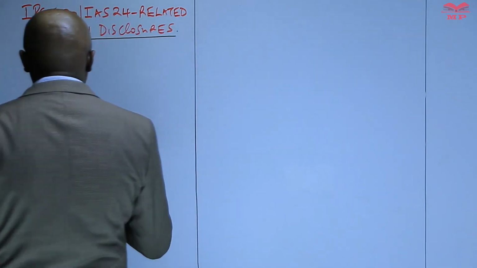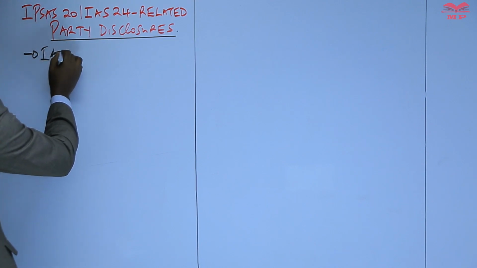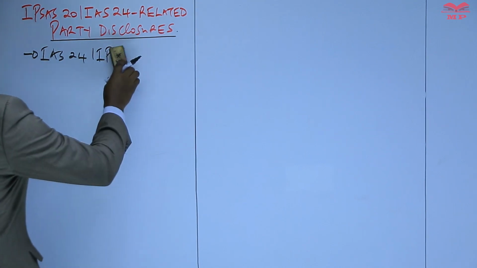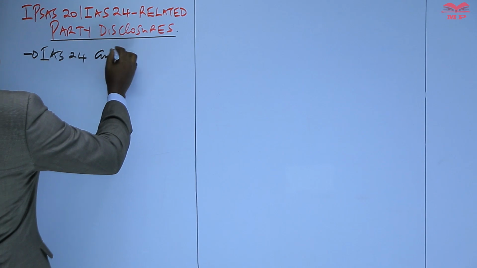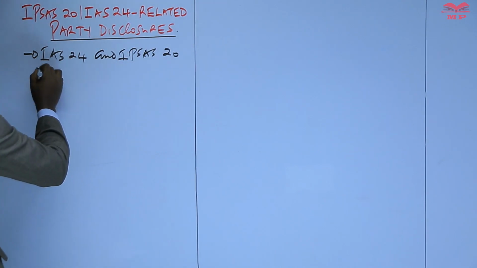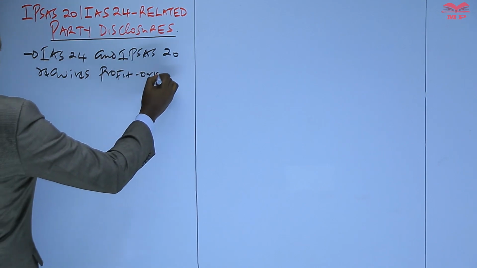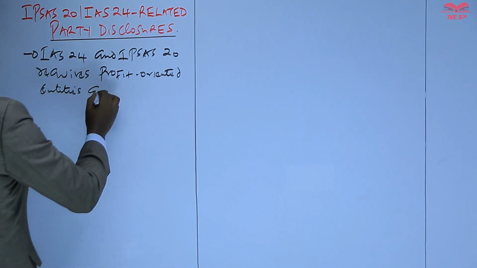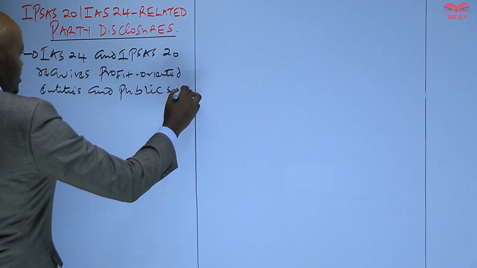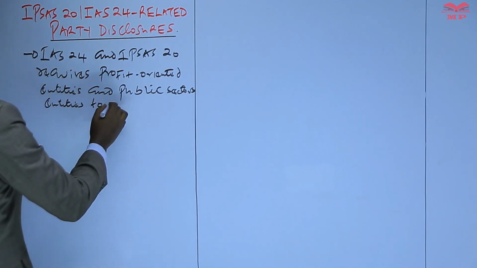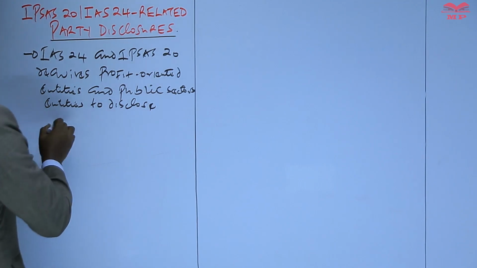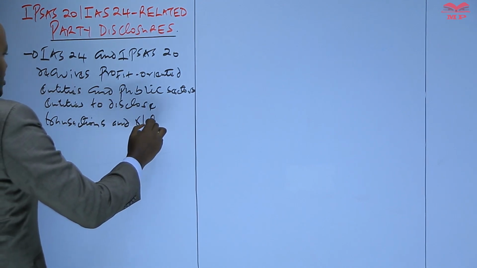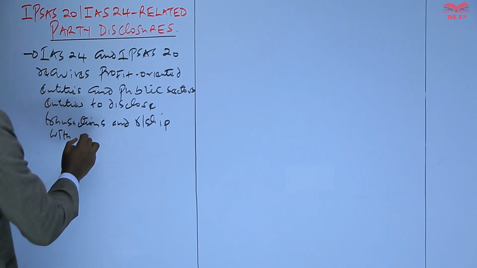So therefore, first of all, we can say that IAS 24 and IPSAS 20 require profit-oriented entities and the public sector entities to disclose transactions and relationship with related parties.